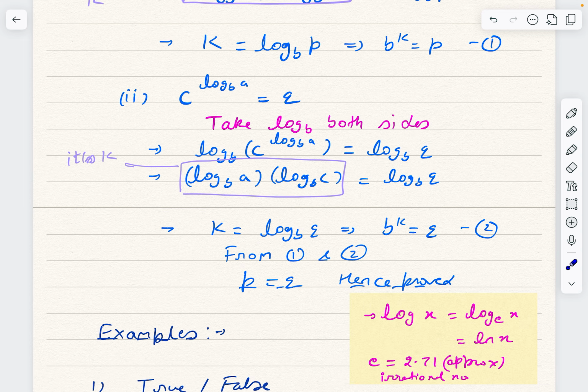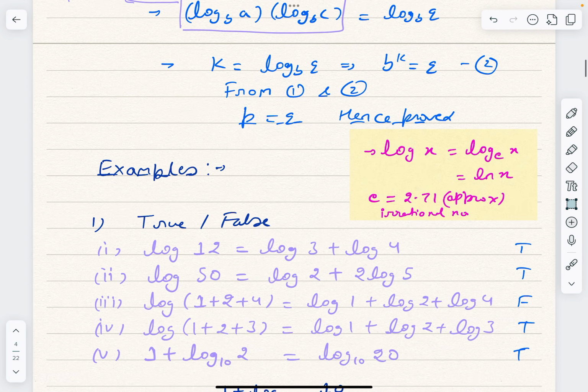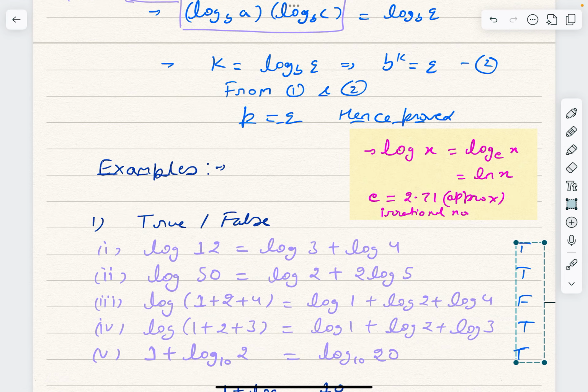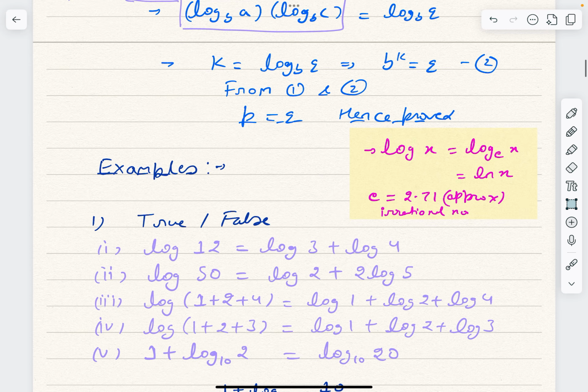I hope, guys, the basics are clear here. What is logarithm? How do we solve the problem of logarithm? And what are the properties of logarithm? Now we start the problems. First of all, we have some true false. See guys, there are five true false you have to solve.